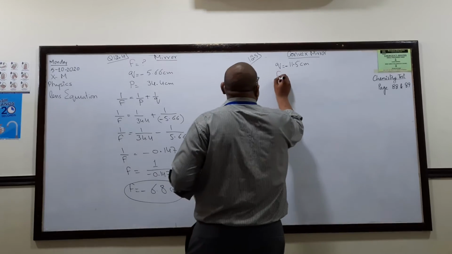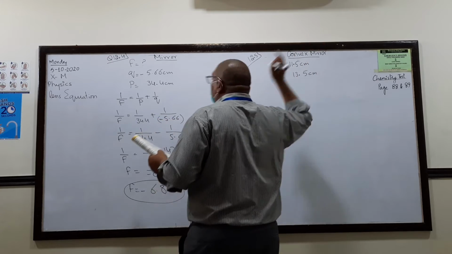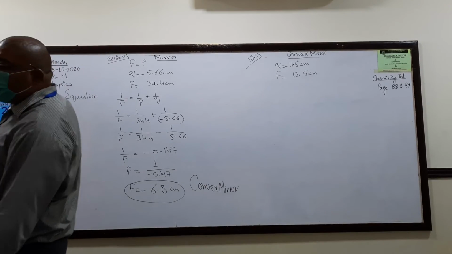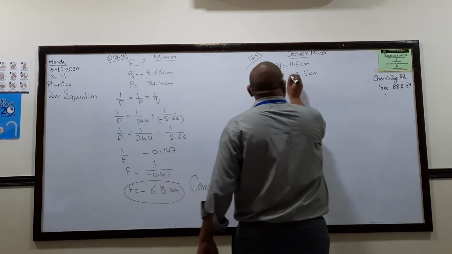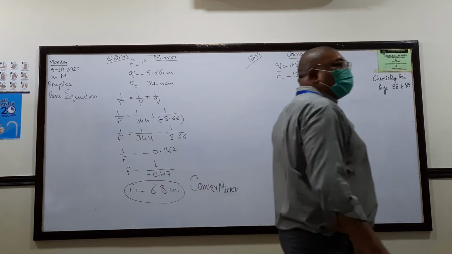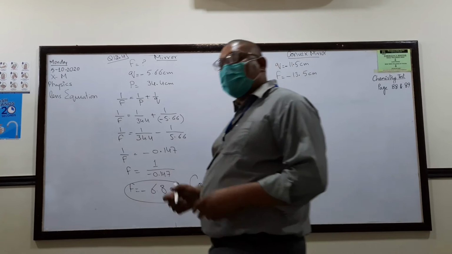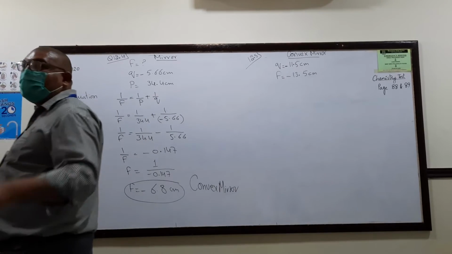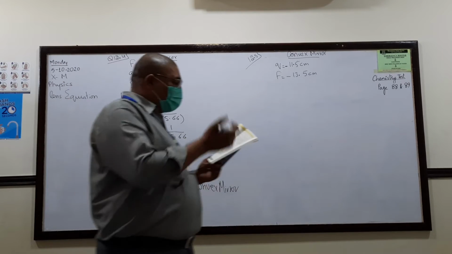With the focal length, how much focal length? 13.5 centimeter. Okay, but you know it's a convex mirror. The focal length of the convex mirror is always taken as negative. They will not tell you it should be negative. You should remember this. He will only give you the value of the focal length, the negative part he will not tell.